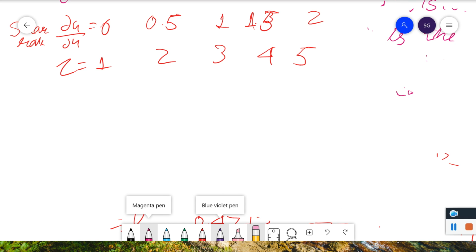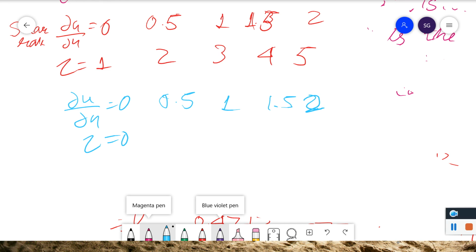The third example is where it is given that del u by del y is equal to 0 and tau is equal to 0, and the values are 0.5, 1, 1.5, 2. It's creating a lot of disturbance. I don't know why. 2, and this is 2, 3, 4, 5. This is the liquid C.